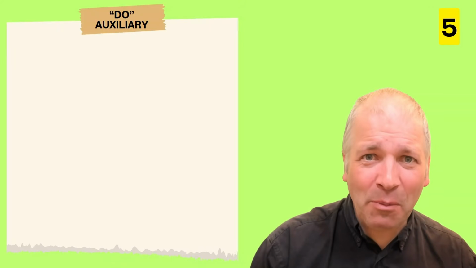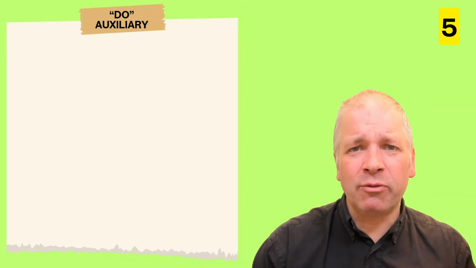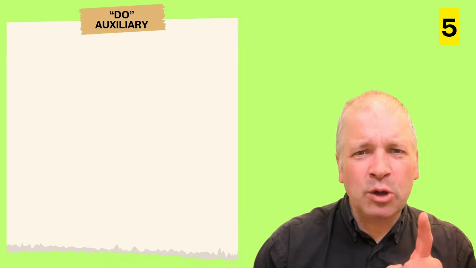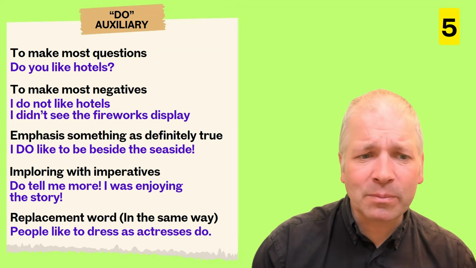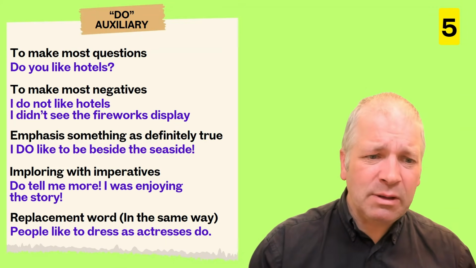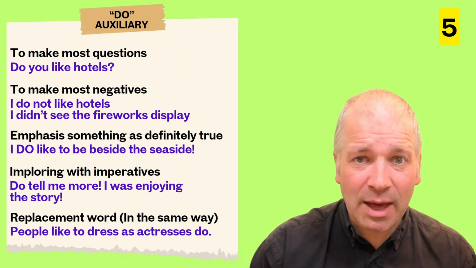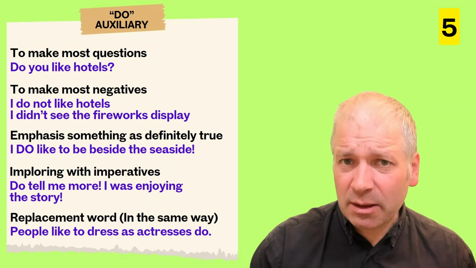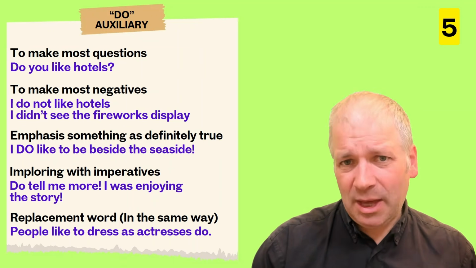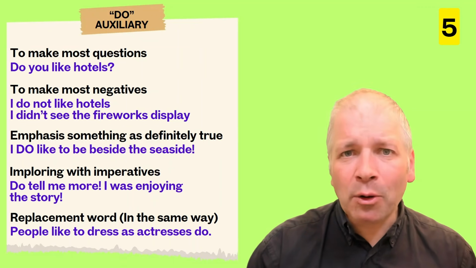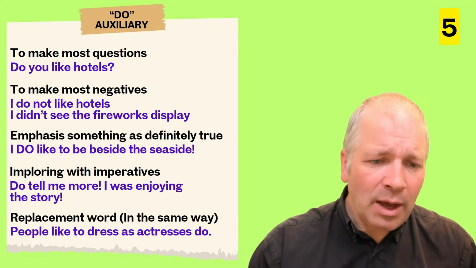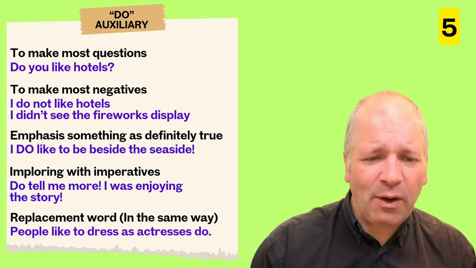What's number 5? Number 5 is the do auxiliary. We use this a lot, so you need to know how it's used. We use the do auxiliary to make most questions if it's not the verb to be, like, do you like hotels? We make most negatives with do, again, if it's not to be or not with a modal verb. I do not like hotels. I didn't see the fireworks display.